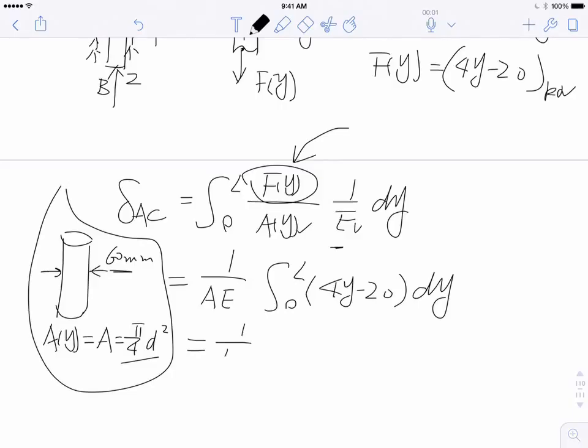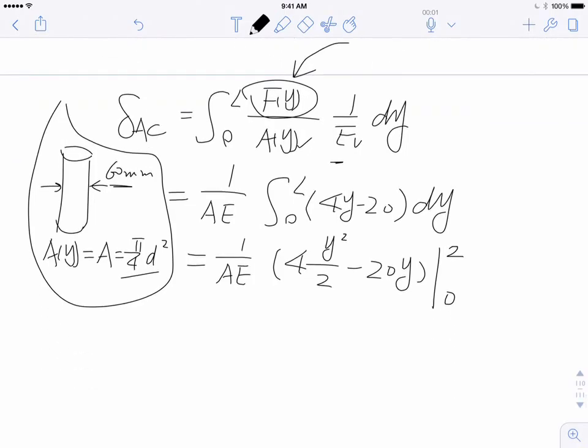Then we have AE right here. Now, integration of 4y is nothing but y squared divided by 2, because y integration is y squared divided by 2, right? Now, integration of 20 is 20 times y, okay? And then it goes to L, the maximum length, which is 2. So in other words, the upper limit is 2, lower limit is 0, right? So you plug in y equal to 2 minus plug in y equal to 0, which is 0, right? So it doesn't get any more complicated than that.